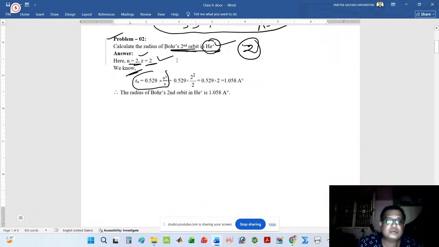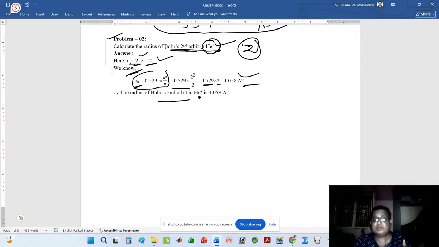Now I will put the values of n and Z here. Rn is equal to 0.529 into 2 square by 2. If you simplify, you will get 0.529 into 2. After multiplication, we find 1.058 angstrom. So the radius of Bohr's second orbit in the He+ ion is 1.058 angstrom. This is the answer.